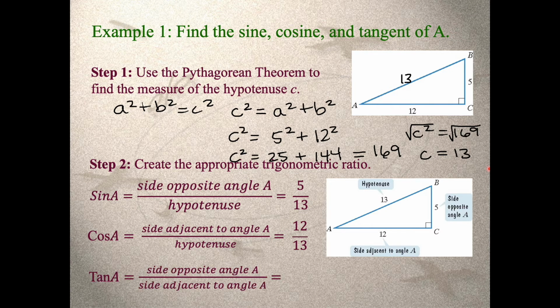And then the tangent of A is the side opposite angle A over the adjacent side to angle A. So that's going to give us a fraction of 5 over 12. Okay, opposite over adjacent for tangent of A. And we have just found our 3 trigonometric ratios for this particular right triangle.